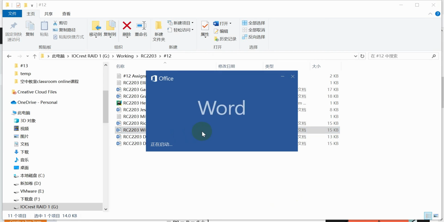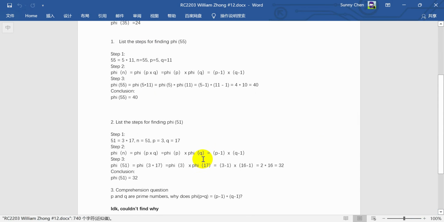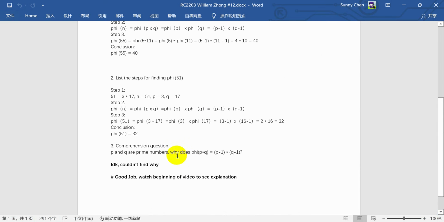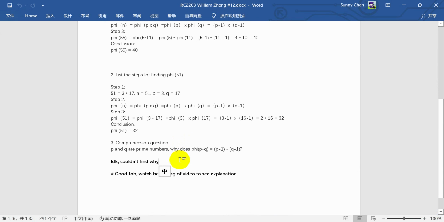Next is Williams. For number 1 and number 2, they're both right. For number 3, good job! You should watch the beginning of the video to see the explanation. It is because phi is a multiplicative function, so phi pq equals phi p times phi q. And then because p and q are prime numbers, phi p times phi q equals p minus 1 times q minus 1.